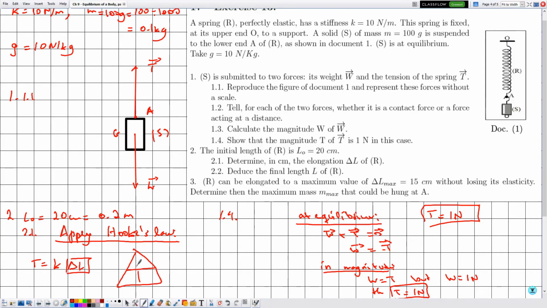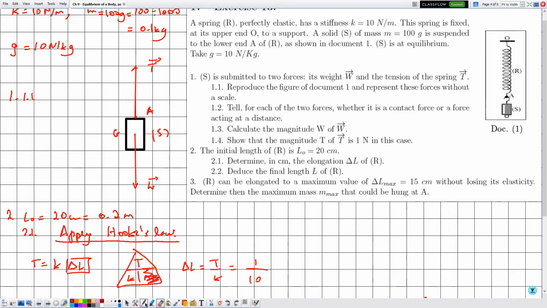We are interested in determining the value of delta L. Constructing the triangle of this formula, because we have a multiplication, T will be at the top, K and delta L at the bottom. Then delta L is T over K. The value of T is 1 and the value of K is 10. So this is equal to 0.1 meters.